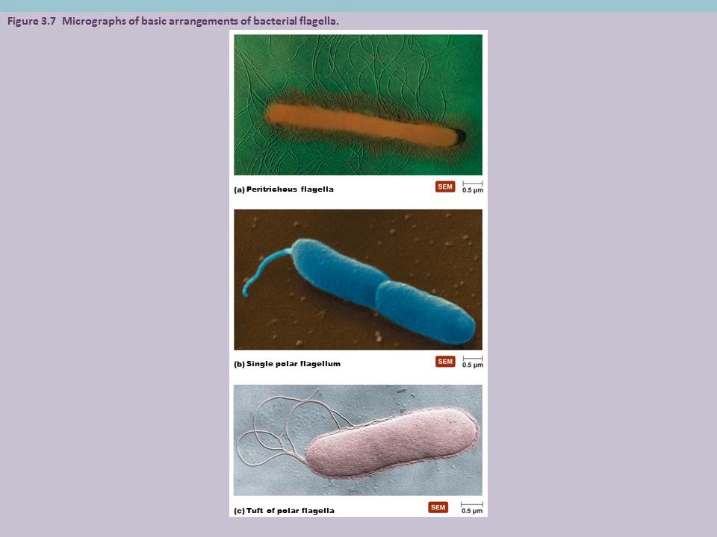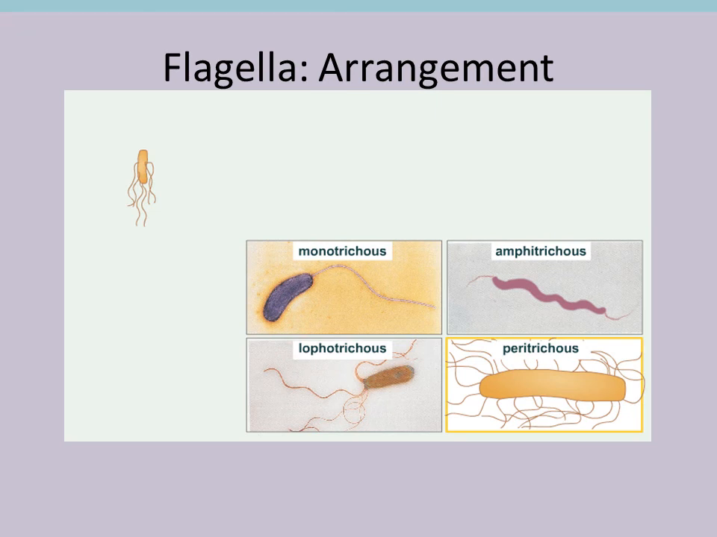Some may have a single flagella just on one end. Some may have multiple flagella, but they all originate from the same spot, and it's usually just on the end, and you may have like 2 or 3 extending from one spot. So if it's one flagella on the end, it's called monotrichous.